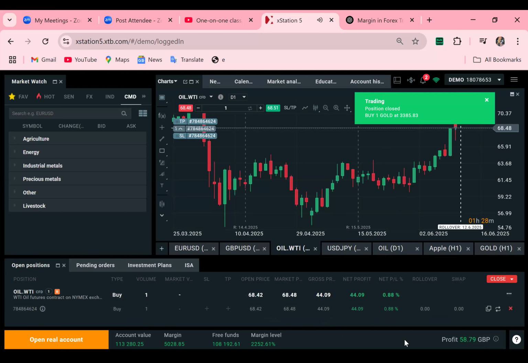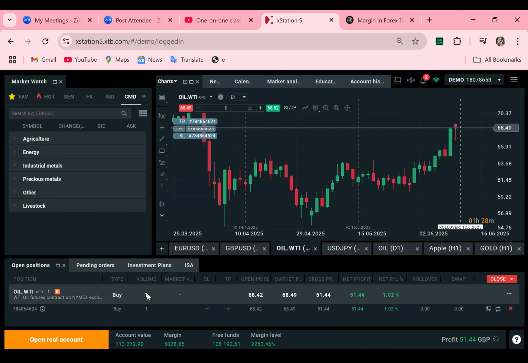Let me use only oil. So I placed a buy on oil. What was taken here was $5,000 margin, just with one lot. Some brokers can take 2,000, some can take 3,000, depending. If you're using a broker, especially an exchange-based broker, as you can see, this order is coming from the New York Stock Exchange.